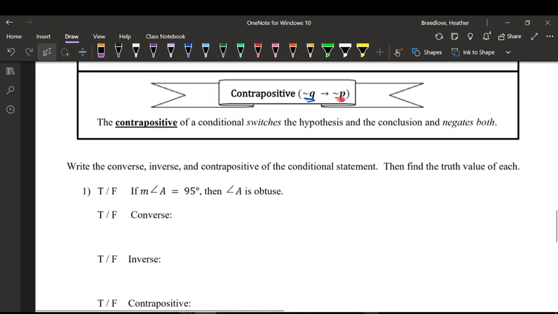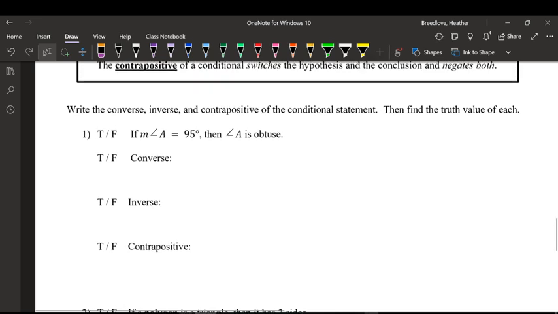All right, so we have 2 examples. We're going to write the converse, the inverse, the contrapositive of the conditional statement, and then find the truth value of each. So again, I'm going to write what I'm dealing with. I have the conditional statement, if P then Q. I'm going to write a converse, if Q then P, and then I'm going to write the negations of them. So going back to the original order, not P, then not Q, and flip it again, not Q, then not P. Okay.